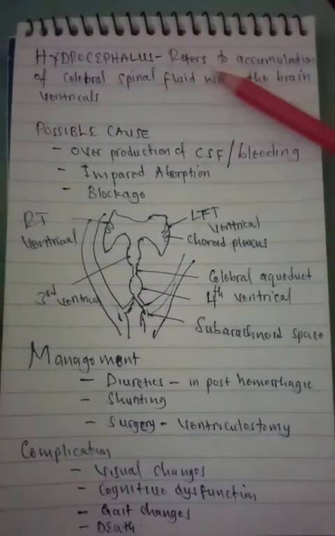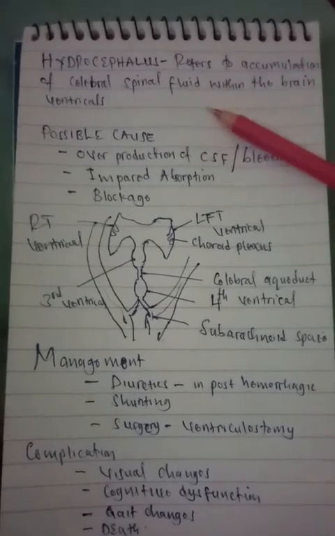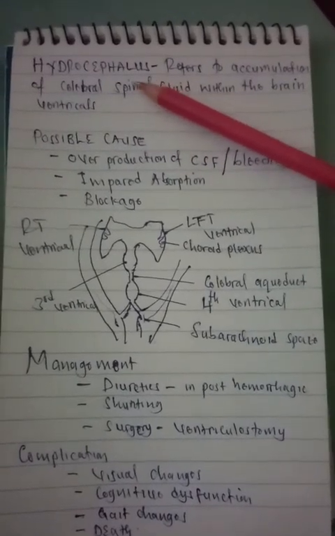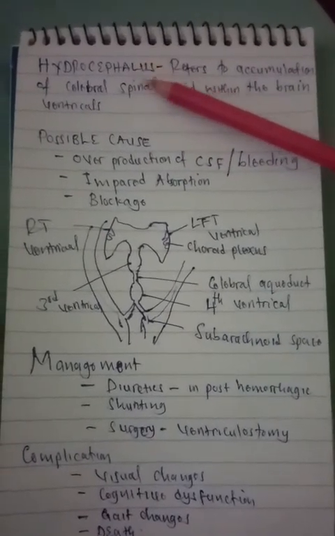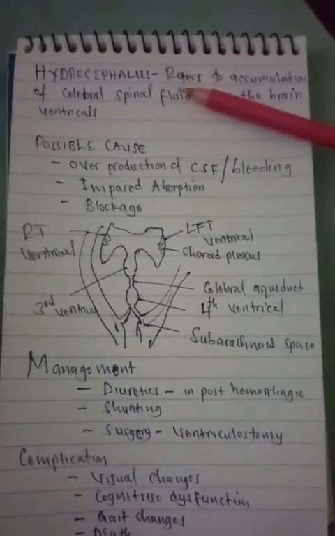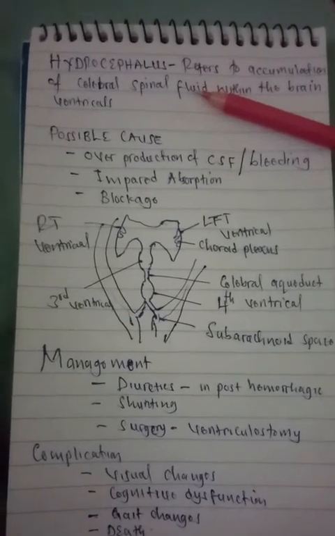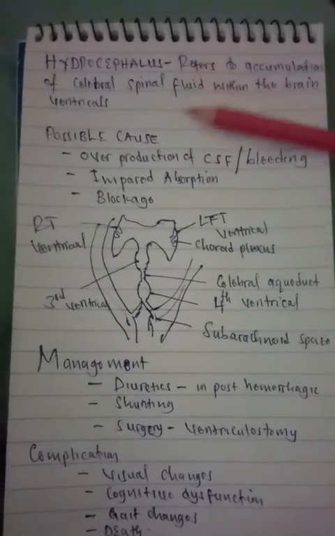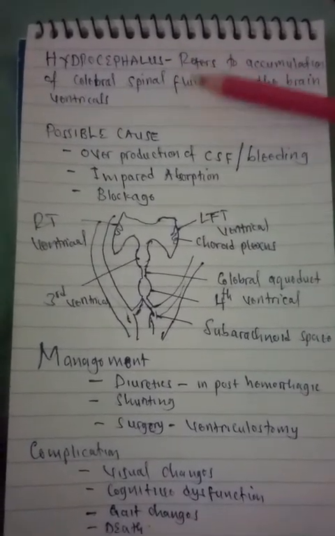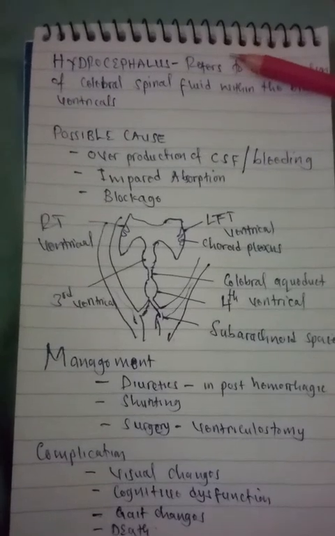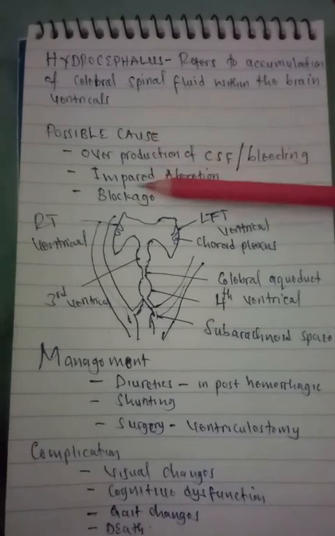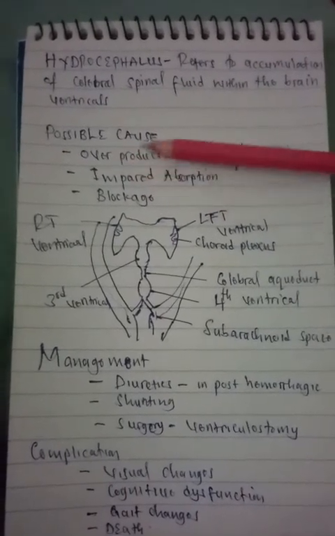Hydrocephalus refers to accumulation of cerebrospinal fluid within the brain ventricles. So, for hydrocephalus to occur, there should be an accumulation of cerebrospinal fluid within the brain ventricles. So, there are several causes which cause this cerebrospinal fluid to accumulate within the brain ventricles. And these causes, as shown here, are possible causes of hydrocephalus.